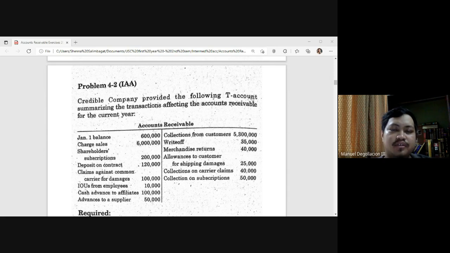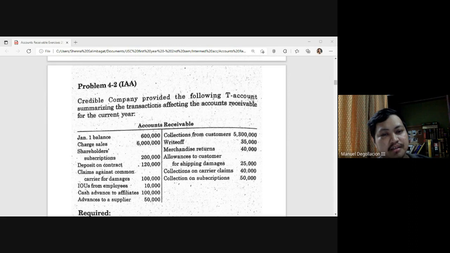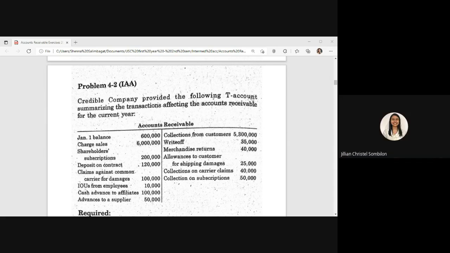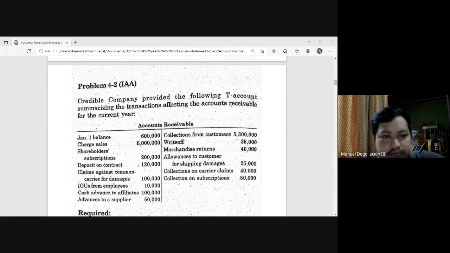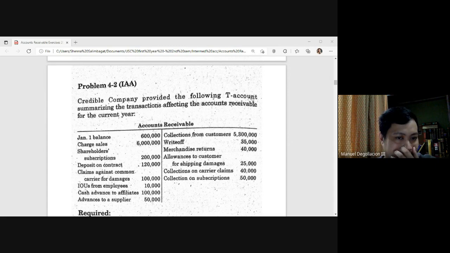What happened here? It will decrease the accounts receivable, sir. Okay, our customers returned our merchandise. And as a result, our receivable will decrease. Yes, sir. And then minus allowances to customers, sir. How much is that? 25,000, sir. And what else?